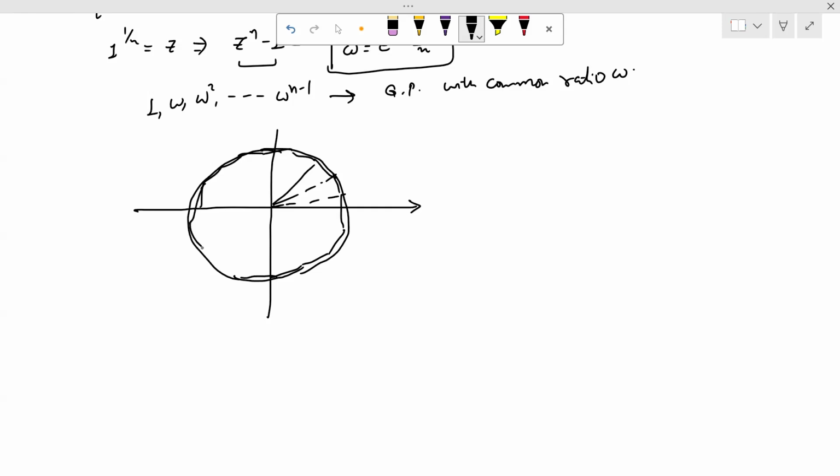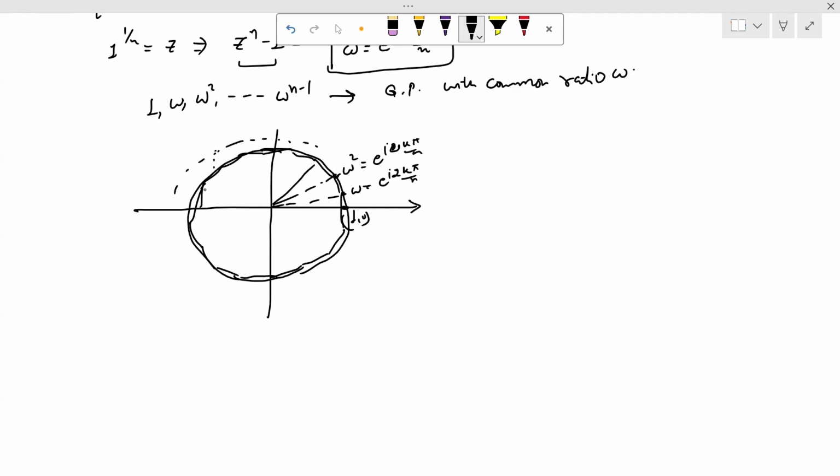So this you can form on your own. I think all these things are given in the book. So this is 1, 0. This is omega, which is equal to e raised to the power iota 2k pi upon n. This would be omega square, which is e raised to the power iota 4k pi upon n, and so on and so forth.